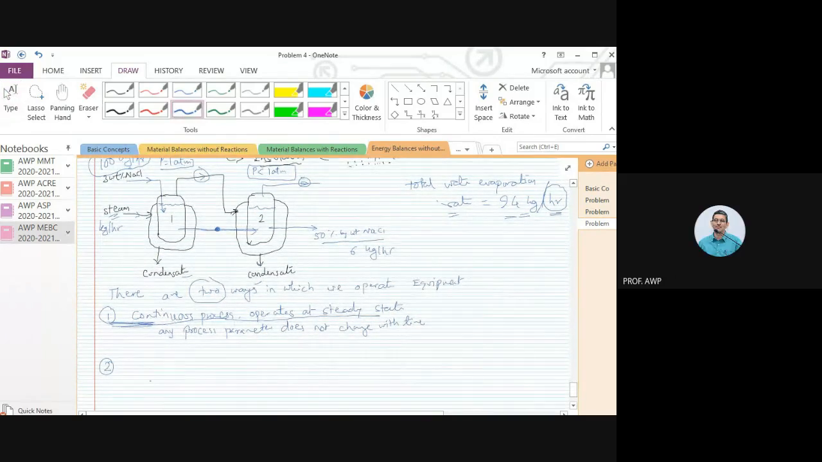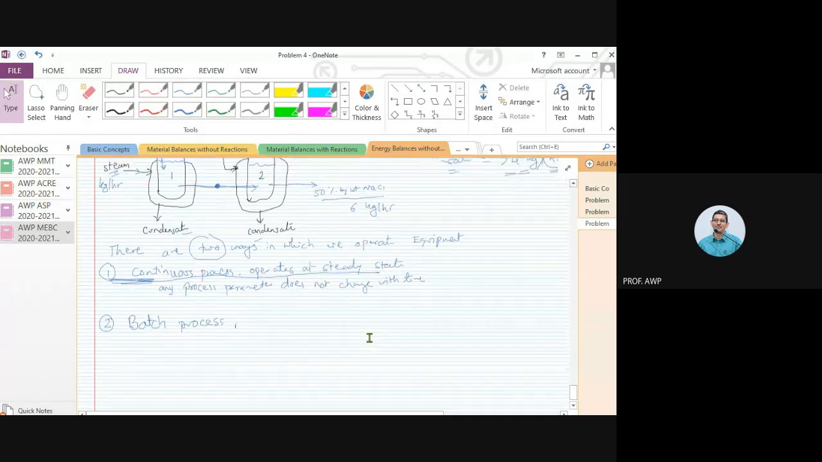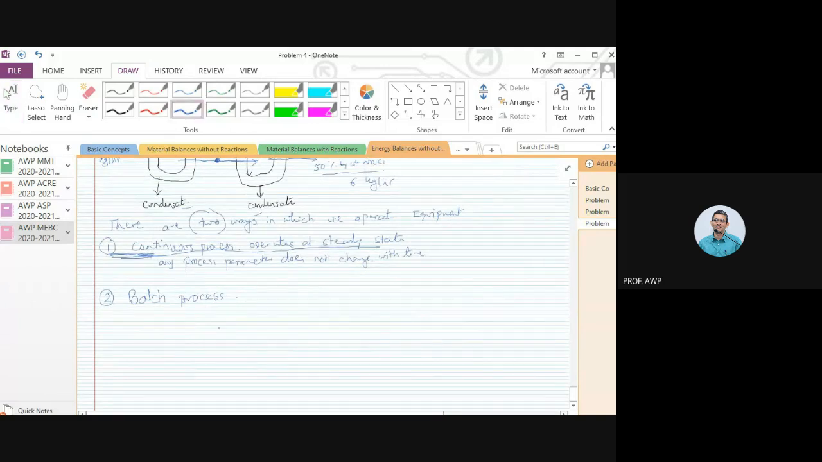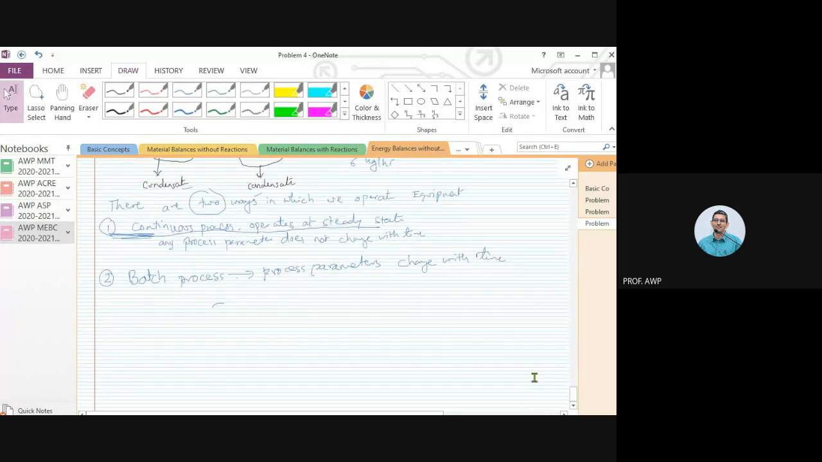Yes, sir. The second way of operating equipment is batch wise, or a batch process. Now, whenever you have a batch process, process parameters change with time.